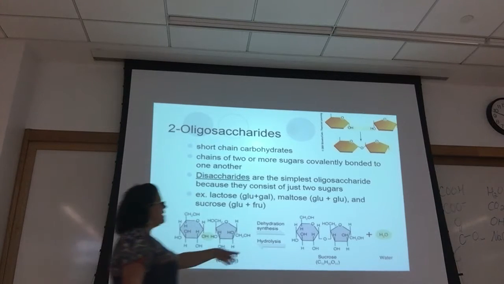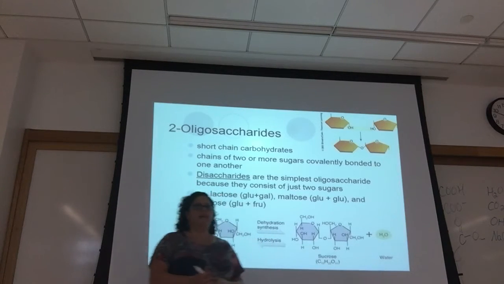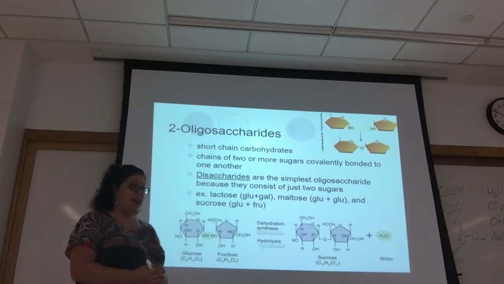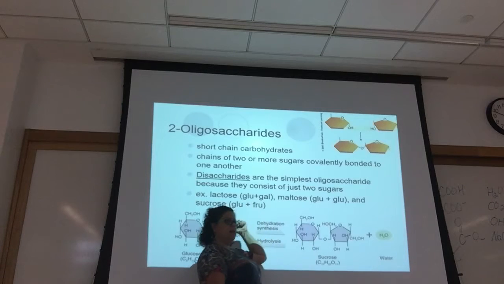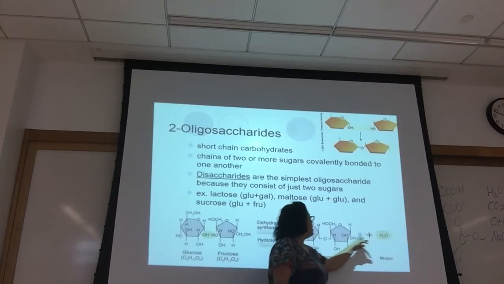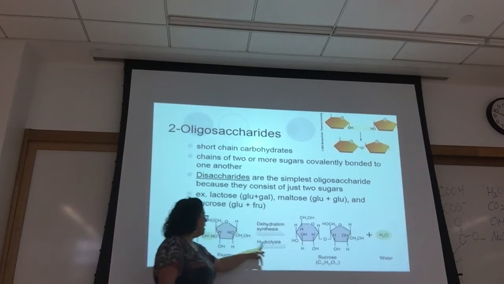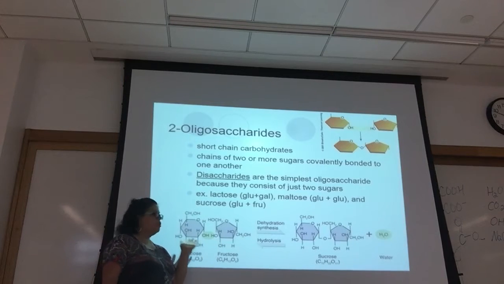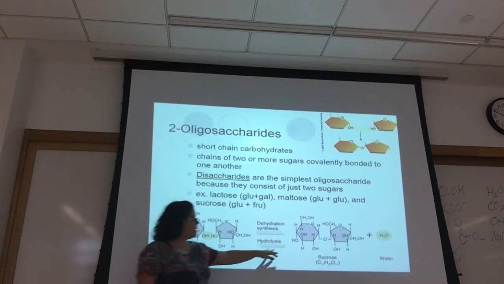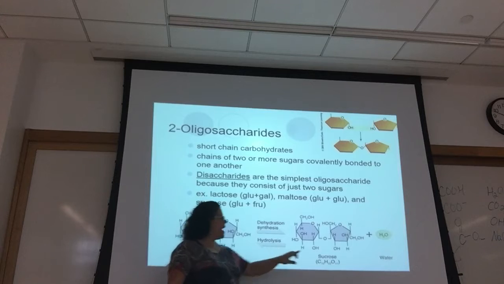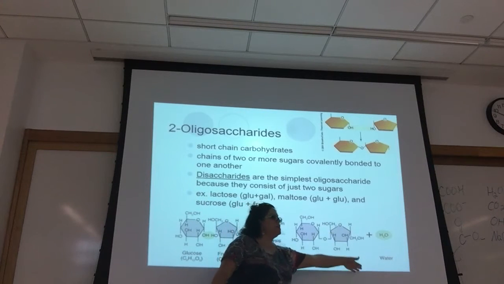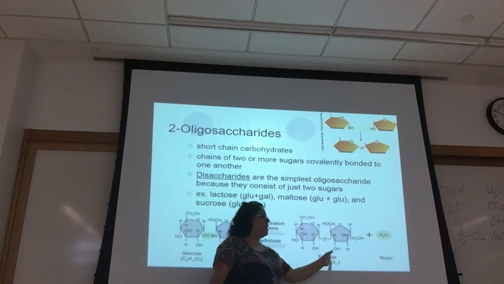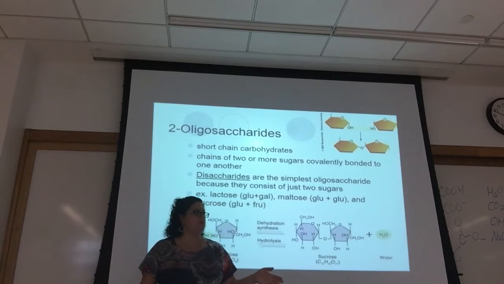If I wanted to digest sucrose, what do I have to do? Add water. Add the water back in. So I'm going to just go this way. I'm going to add the water to sucrose, and then I get back my glucose and fructose again. And that would be hydrolysis. I'm adding water back in to break the bond. Break the bonds within water and break the bond within the sucrose molecule.